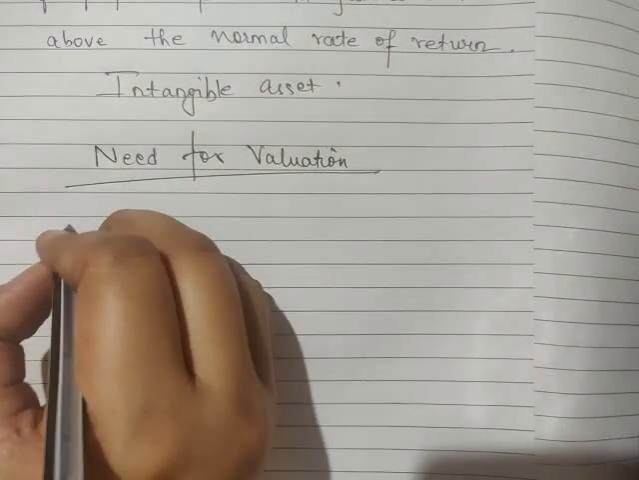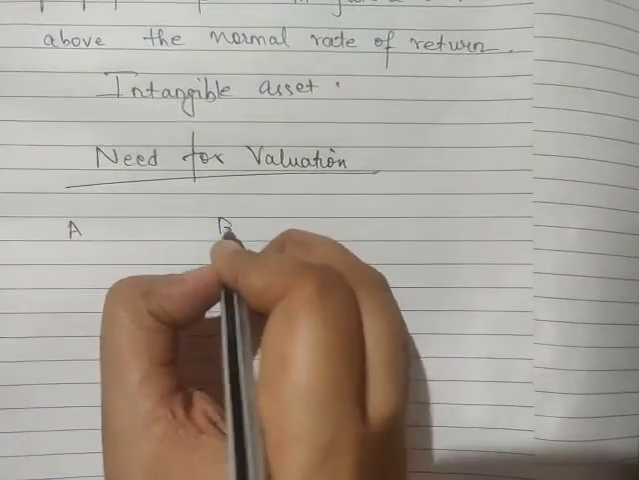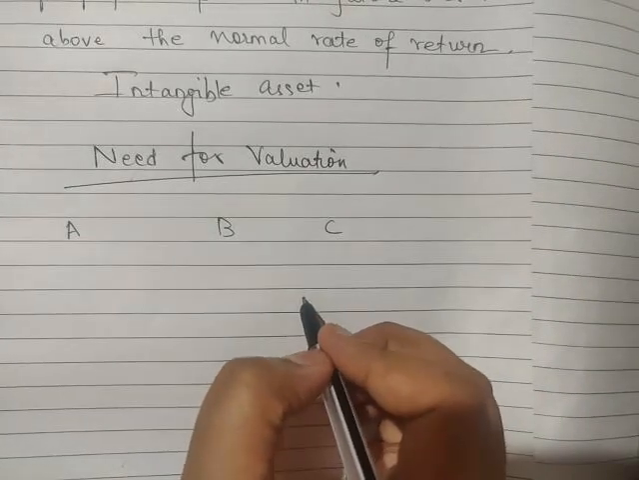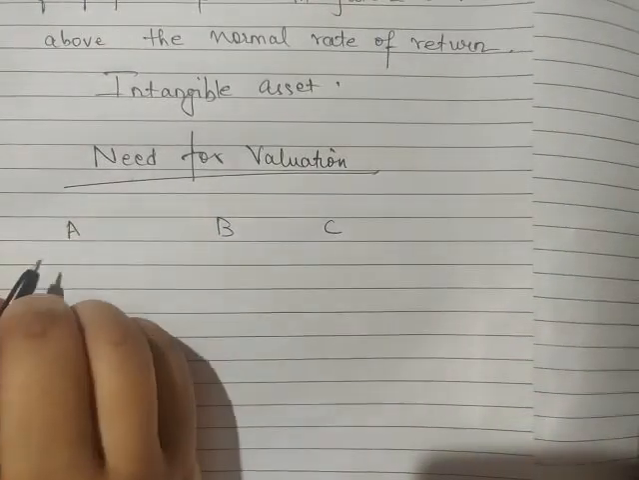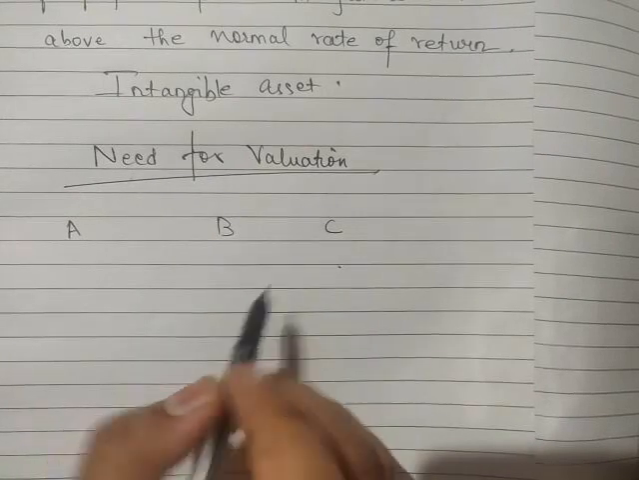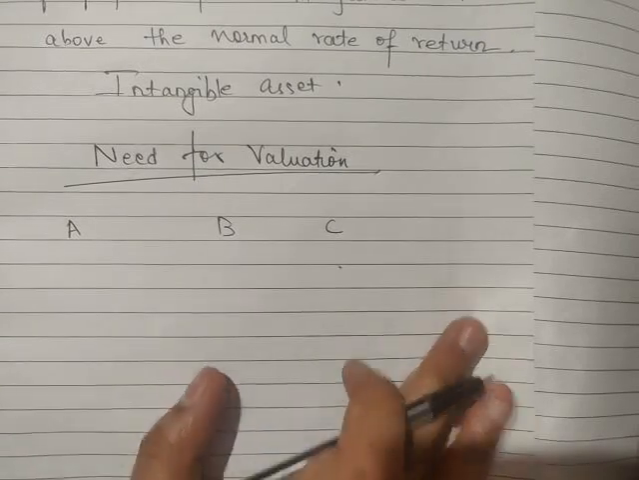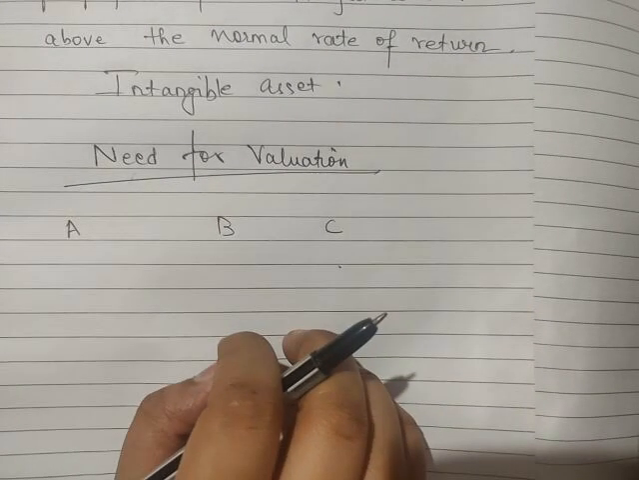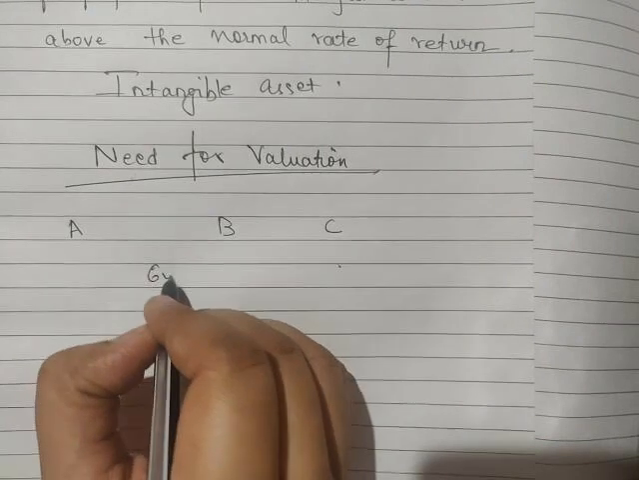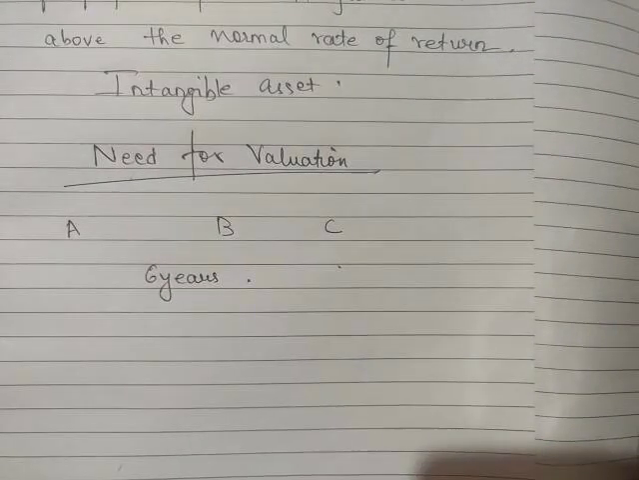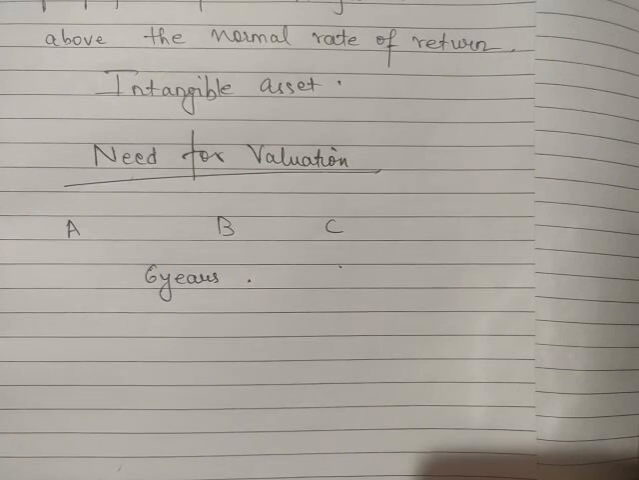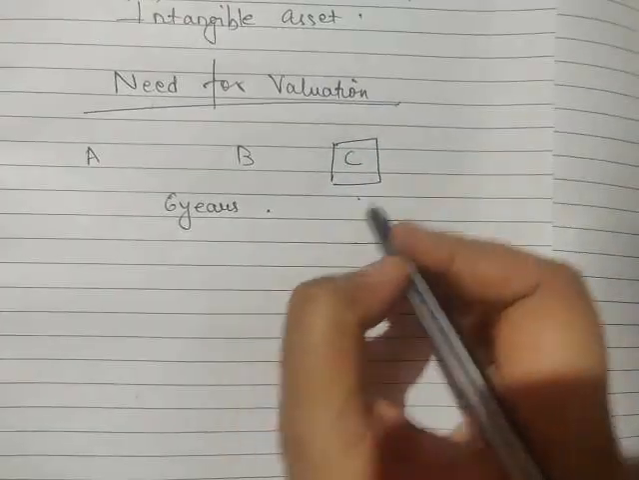Suppose a firm had three partners A, B, and C. Since the beginning of the firm, these three partners had shared in the profits and losses of the firm. This firm had been in operations, say, for 6 years. Now, in these 6 years, this firm has built a reputation because of which the income is growing over the years. Now, suppose C decides to leave the firm.